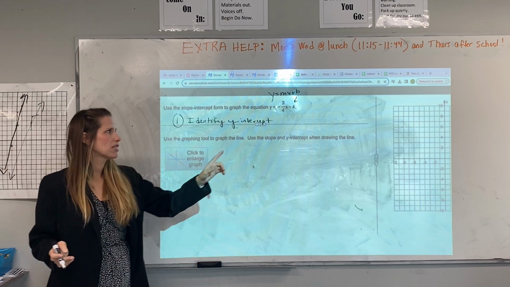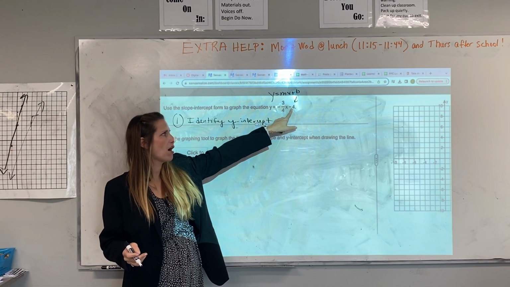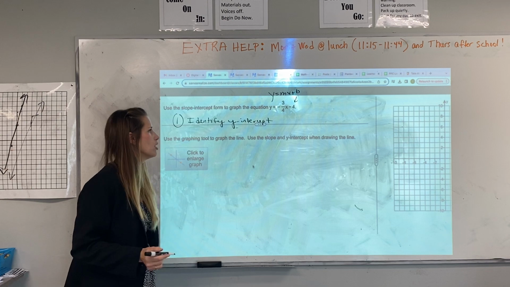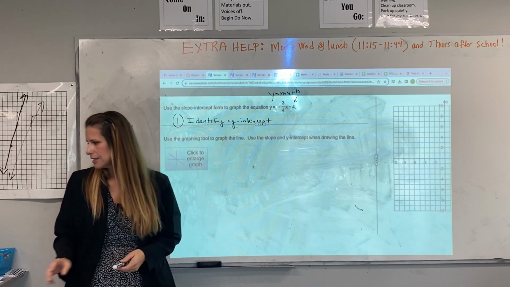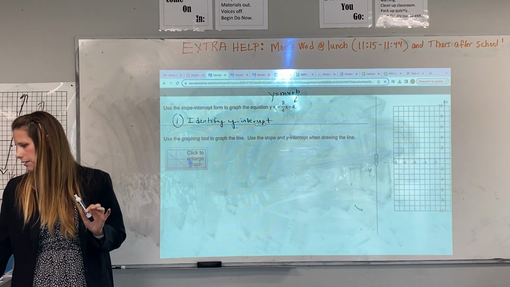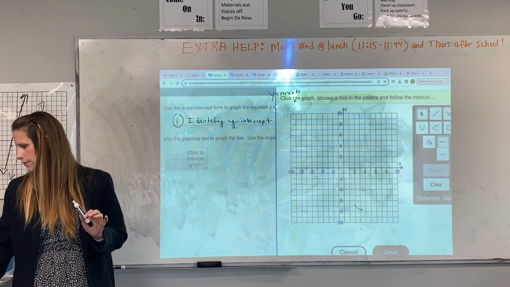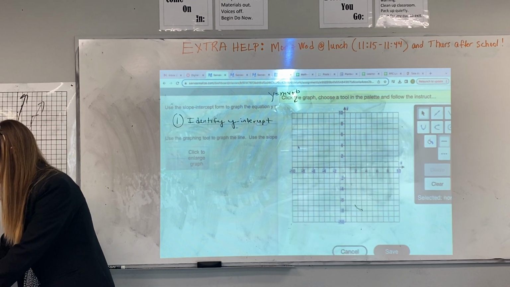Remember, our y-intercept is either going to be positive or negative depending on this plus or minus here. So our y-intercept is -4, at least on mine. Mine's -4 as well. Good.